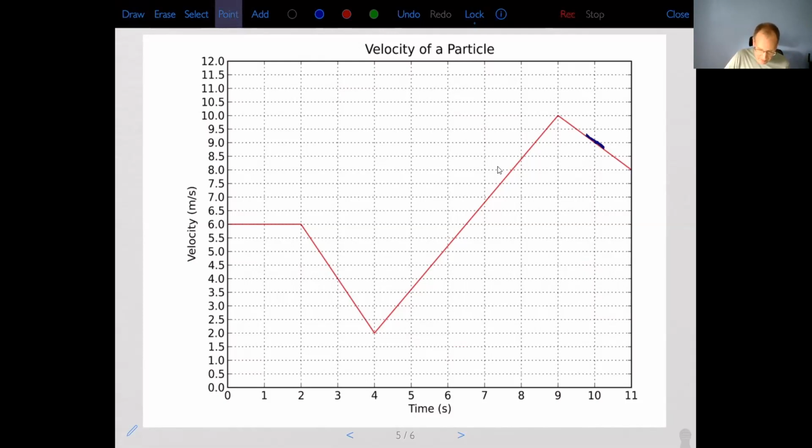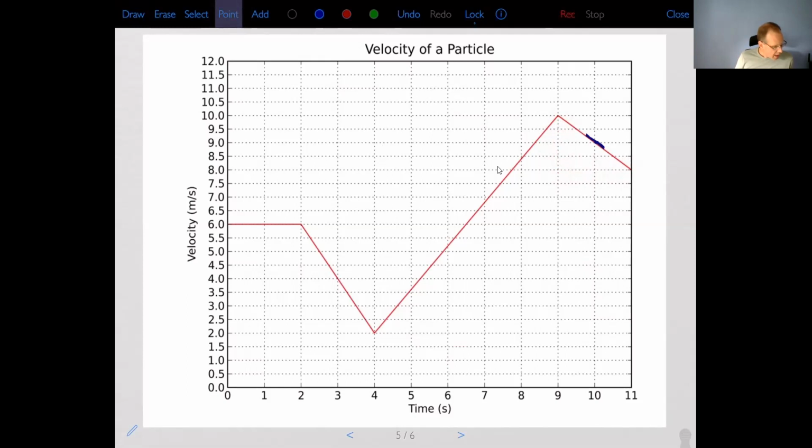So let's see, it's going from 10 to 8. So that is a -2, right? So -2 is a rise. And then 9 to 11, so that's +2. So -2 divided by +2 is -1 meters per second squared.